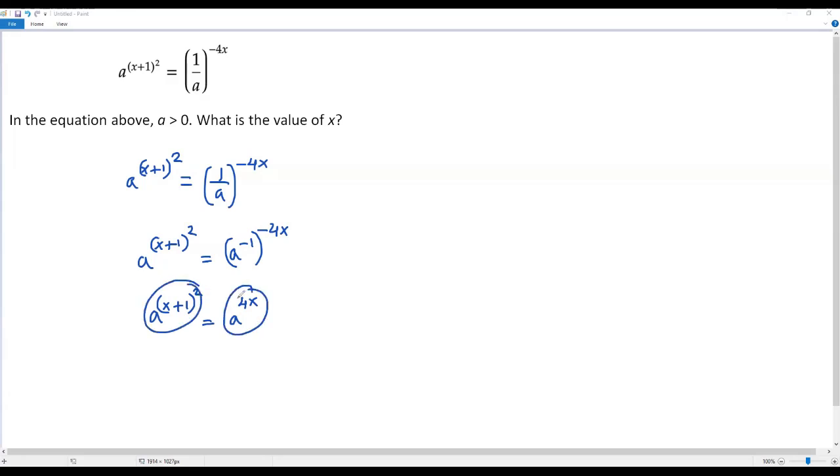Here two terms are equal with the same base. The base on the left side is a, and the base on the right side is also a. Whenever two terms are equal with the same base, we can equate the exponents. When I equate the exponents, I get (x+1)² = 4x. Since we have exponent 2 for this x+1, we can write x+1 two times and multiply them.